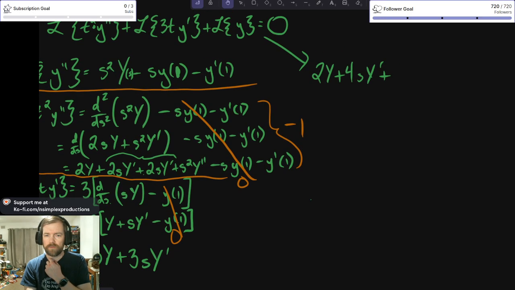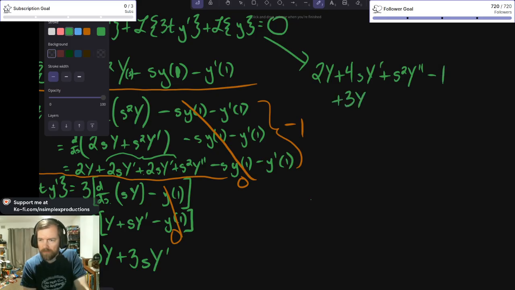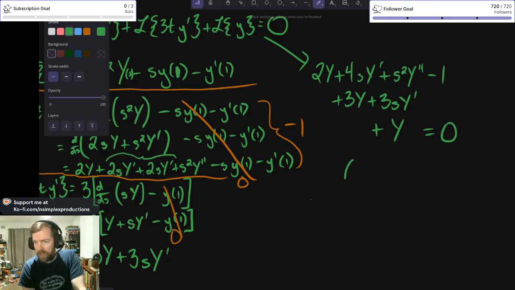Plus s squared y double prime, minus 1, plus 3y plus 3s y prime, all equal to 0. Nope. Hang on. Plus y equals 0. Okay. So this is going to combine together to make a 6y.